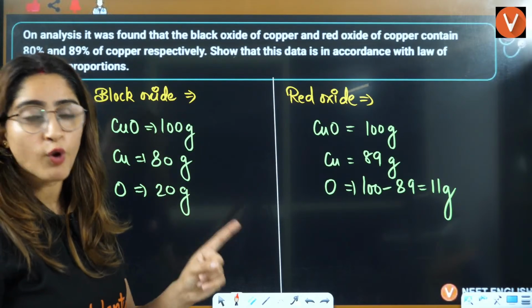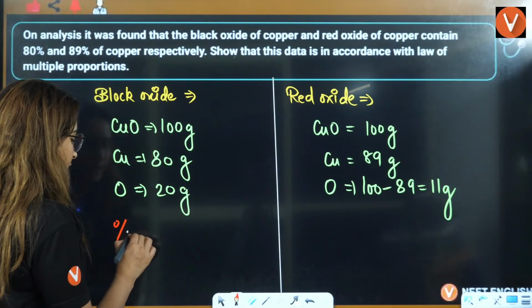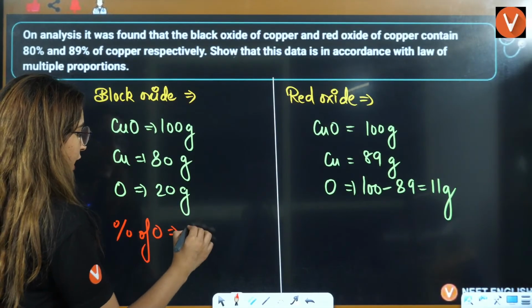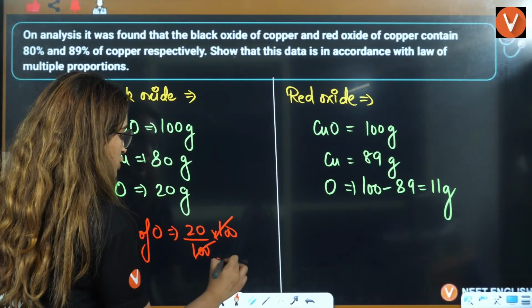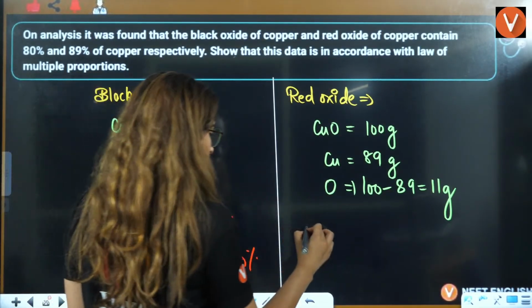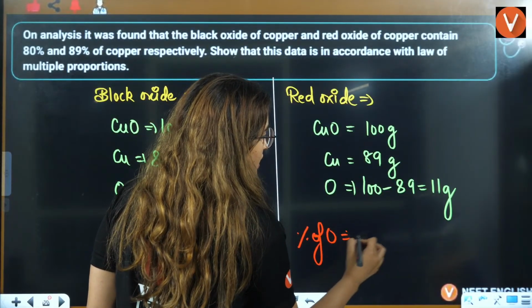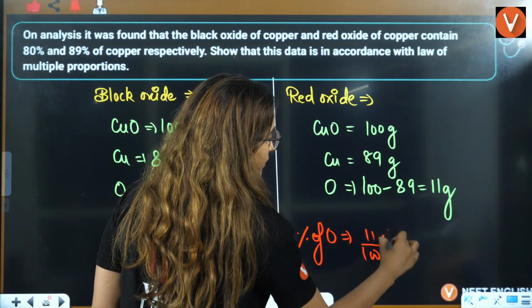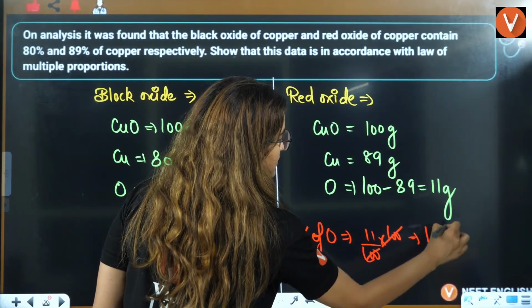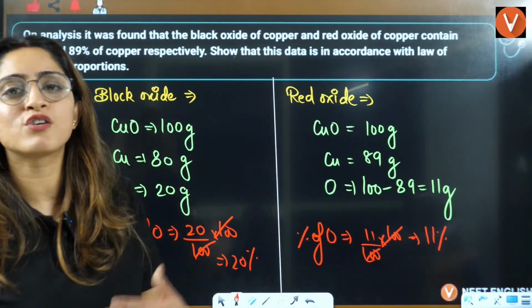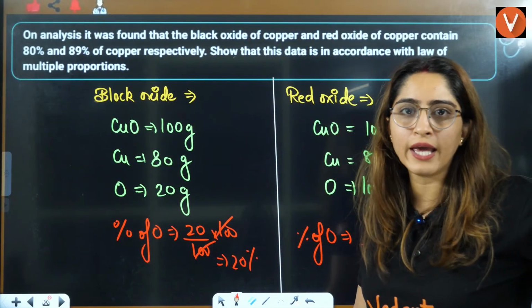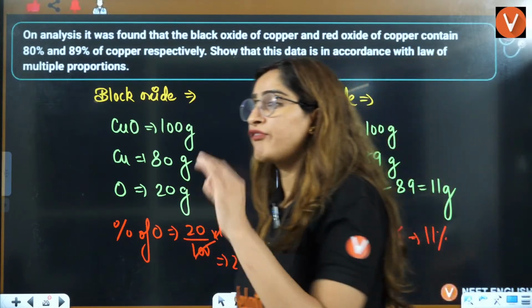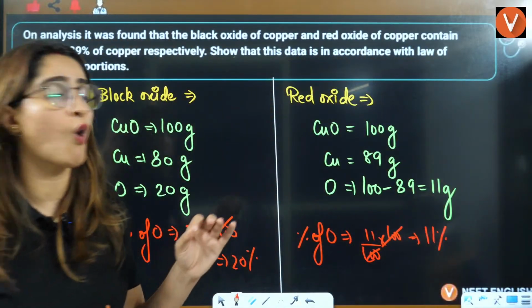Both are different oxides. If you want to calculate the percentage of oxygen, how will you calculate it? It will be 20 by 100 multiplied by 100. That is 20%. Here the percentage of oxygen is 11 divided by 100 multiplied by 100. That is 11%. So if the percentage of oxygen is different, that is definitely the law of multiple proportion. Okay, understood? You just have to see for a constant value of Cu if the oxygen value is coming out to be different, which is true.